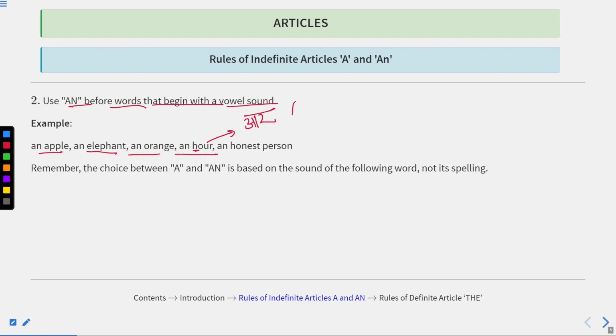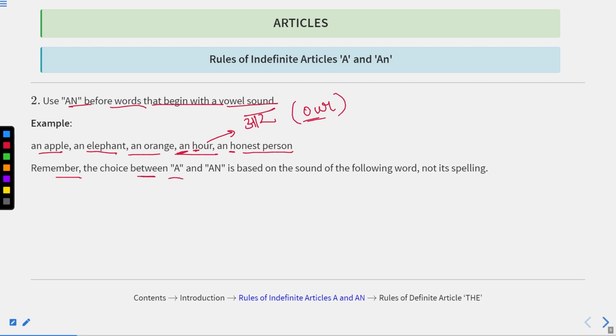Okay, so if we talk about this word, it is pronounced like 'our' and it's beginning with a vowel sound. A is a vowel sound. So here we are using an hour, not a hour. Okay, an honest person, obviously it begins with O, though it is beginning with letter H, but H is silent over here, and when we have H as silent, we have the rest of the word as 'onest', and O is actually creating the vowel sound. That is why we have to use an honest man. Okay, or an honest person.